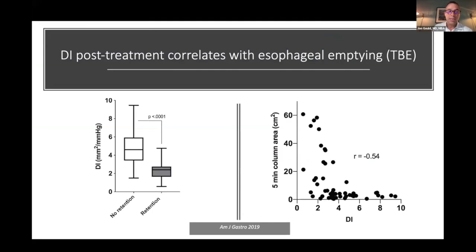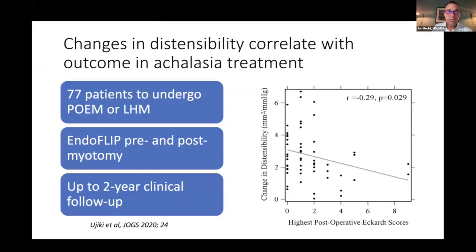This is looking at the distensibility index post-treatment and how it correlates with time barium esophagram and the time it takes to empty on that study. And you can see that the distensibility index has a direct correlation. Changes in the distensibility correlate with the outcomes in achalasia patients.